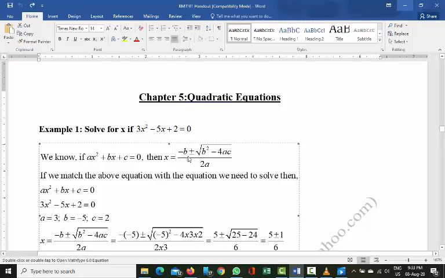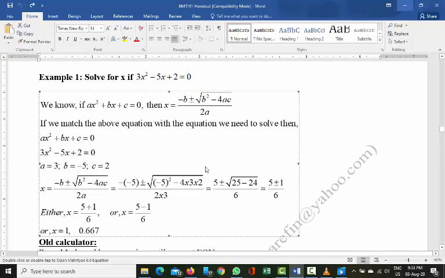The formula is x is equal to minus b plus minus root over b square minus 4ac, divided by 2a. If you input the values of a, b, c there, here a is equal to 3, and minus, this is the minus from the formula, and b is minus 5.